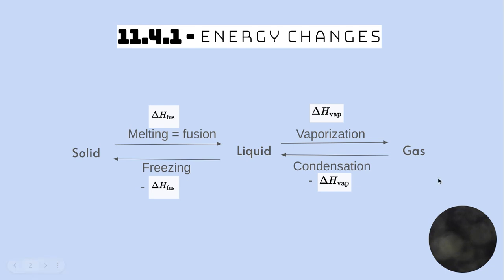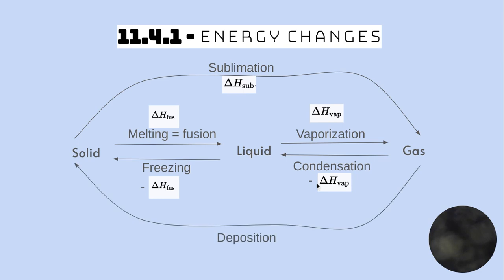Then we have the enthalpy of vaporization, which is the heat needed to convert liquid into gas, and for the reverse process, condensation, in the same way we just put a negative before the heat of vaporization value. Finally, we can look at the change straight from solid to gas, which is sublimation. And think about how we can measure the heat of sublimation.